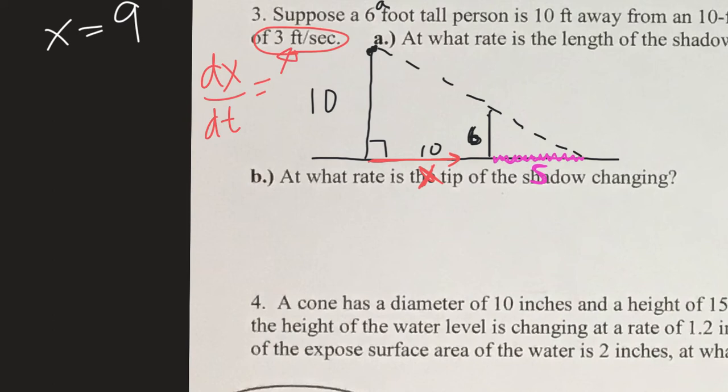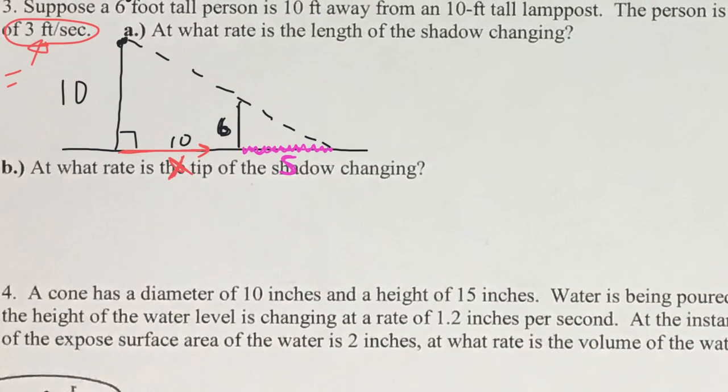Okay, and since this distance is getting greater, it's going to be a positive value. So we're going to have a positive 3 as our rate, because the distance is increasing away from the lamppost. Okay, at what rate is the shadow changing? So our length of our shadow. So we're being asked for ds dt, the rate that the shadow is changing with respect to time.